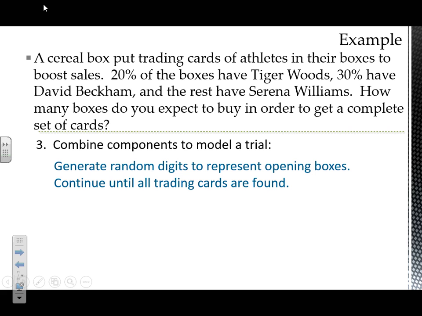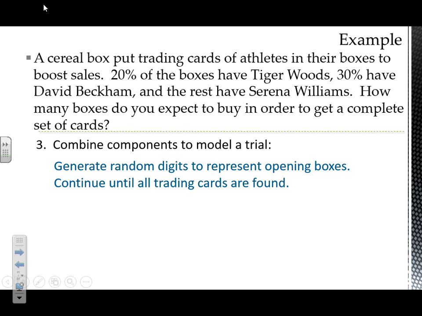All right? So that time it would have taken us a lot of boxes to get our 3 cards. So if we were looking for a Tiger Woods card, we would have been in a lot of trouble there money-wise. Okay? So now, picking up where we left off, let's do one more trial. 4. 4. 5. 4. 6. 7. 7. 1. Okay? So that time it only took us 7 boxes, right?